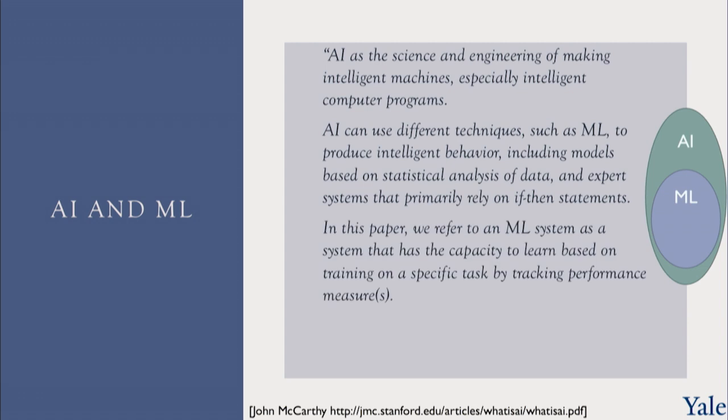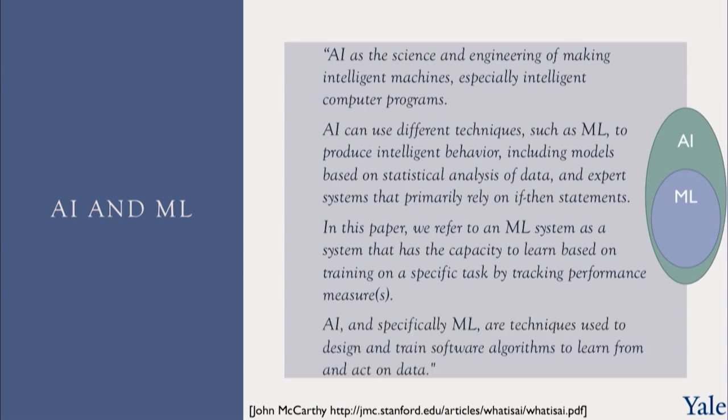In this paper, and this is a usage we will use here too, we refer to an ML system as a system that has the capacity to learn based on training on a specific task by tracking performance measures. And then the final statement here: AI and specifically ML are techniques used to design and train software algorithms to learn and to act on data. And finally, deep learning, the other term you will hear, is one particular machine learning technique, although it's by far the most popular right now. So when people think about machine learning and AI, for all intents and purposes, right now they're thinking about deep learning. Deep learning has taken over this field.